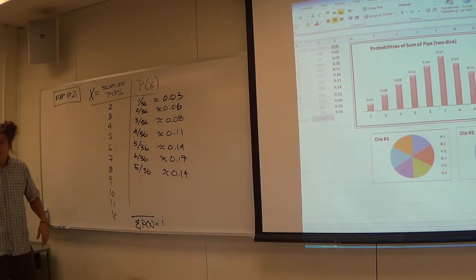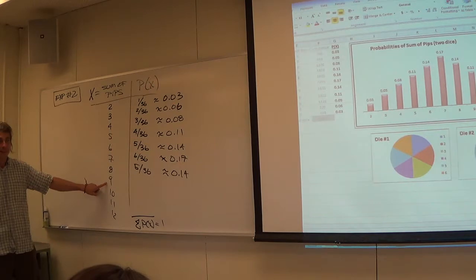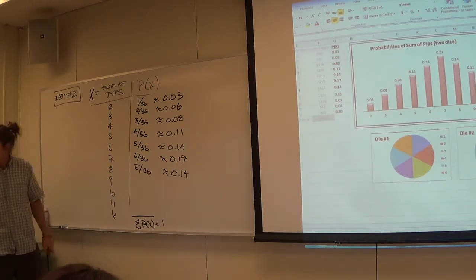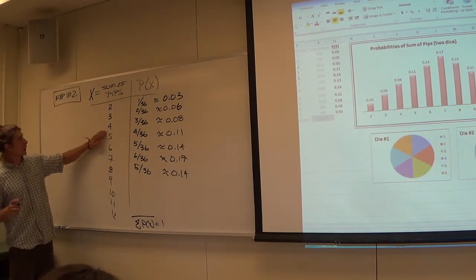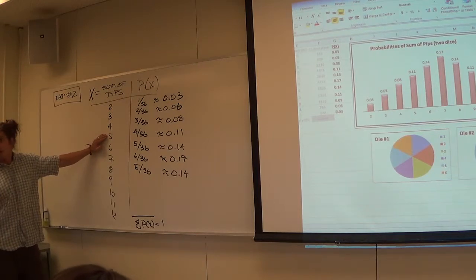Let's keep it going. How about 9? What's going to happen with 9? It's going to be the same thing that happened up here with 5. There's 4 outcomes.